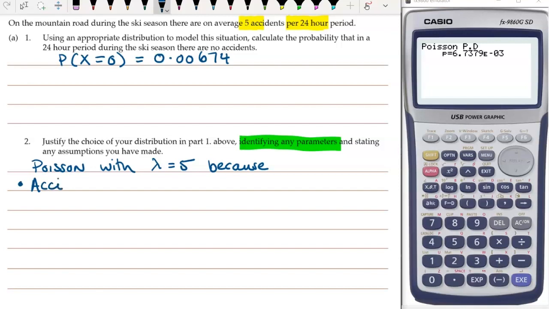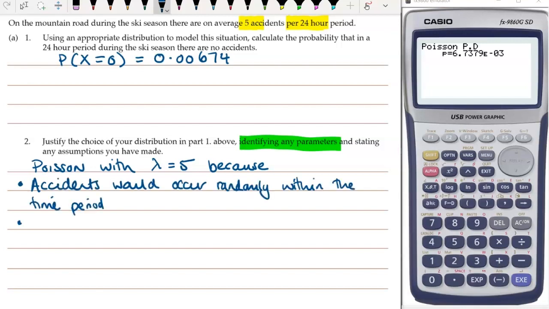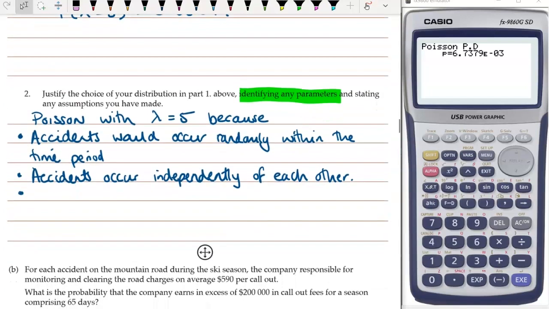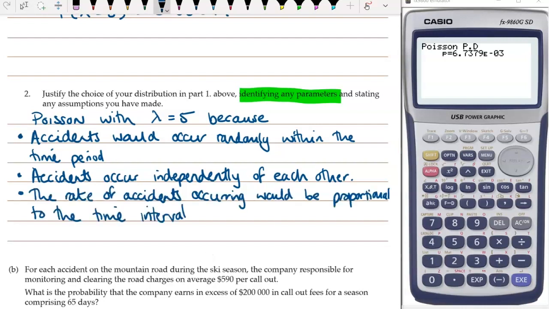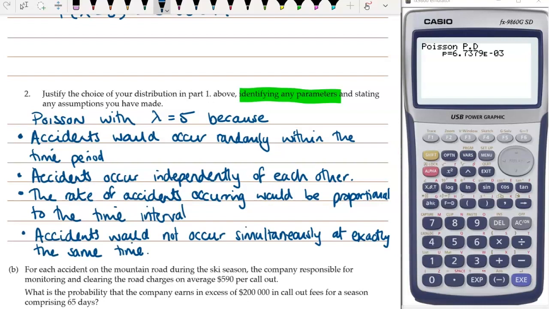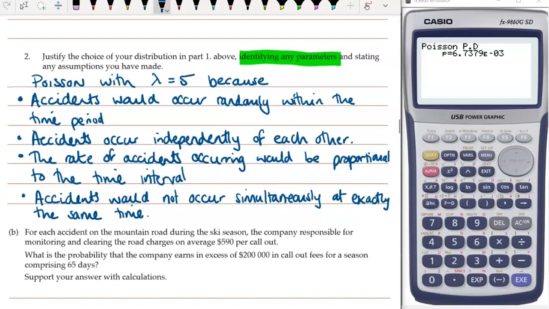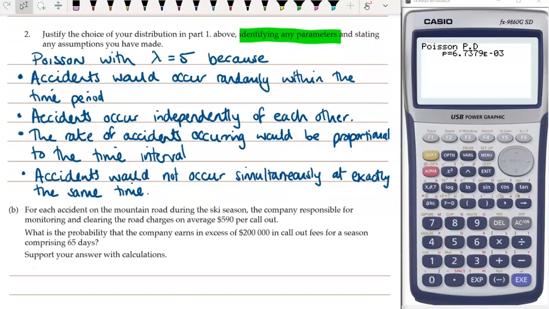Accidents occur randomly. They are independent of each other. The rate at which accidents occur is proportional to the time frame that we look at. And finally, the S, accidents occur singly or not simultaneously. And if required, you could possibly argue against some of those points, like accidents not occurring simultaneously. They could potentially happen at exactly the same time, but it's highly, highly unlikely.